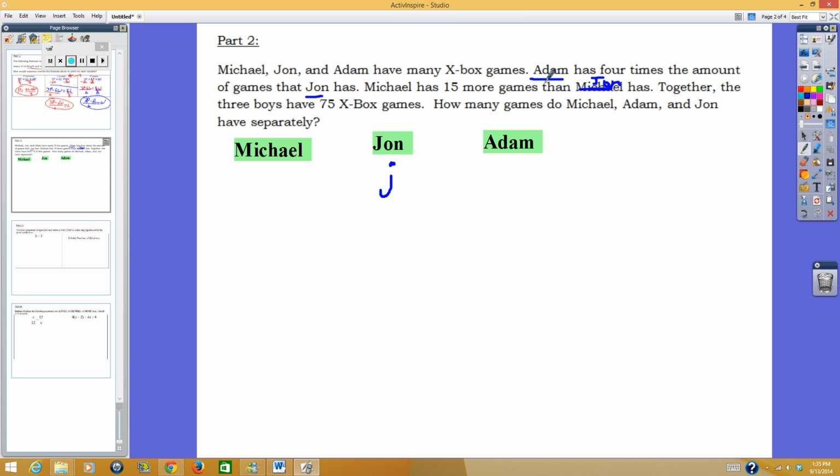So now let's start with Adam, since he's the first one they talk about in the problem. Adam has 4 times the amount of games that John has. So to represent Adam, it would be 4 times what John has, which would be J, because we already said J is what John has, right? And then Michael has 15. He's the next guy. Michael has 15 more games than John.